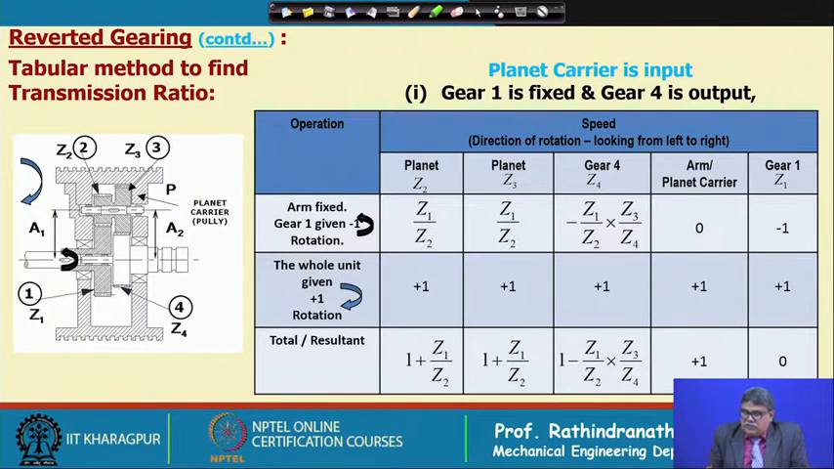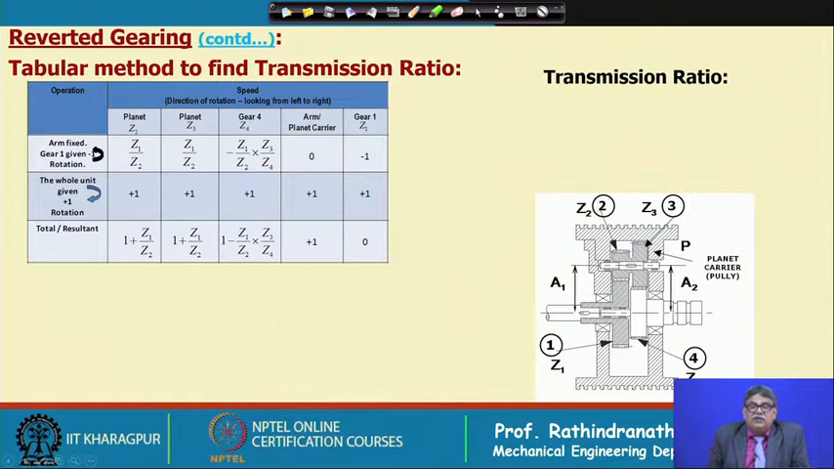If it rotates 1 revolution, then the output gear will rotate 1 minus Z1 by Z2 into Z3 by Z4. Therefore, you can see we have shown on the figure that gear 1 is fixed and the output direction is also shown, what might be the direction possible. However, we need to know the sign from the ratios. Now, again I have shown in the table.